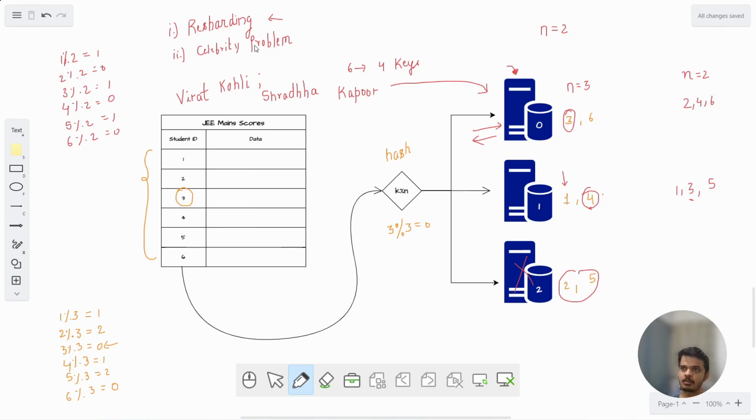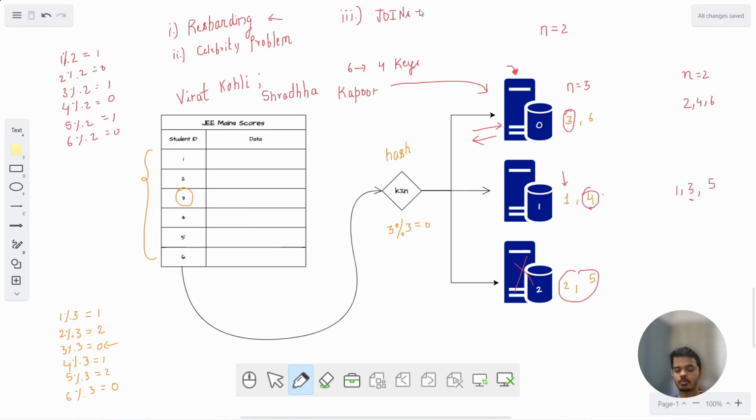Okay. The third problem is joins. We know that in relational databases we perform normalization. What is normalization? We split our tables into smaller tables, right, to reduce redundancy, right? But when your table is present on multiple servers, you cannot perform join operations very efficiently.